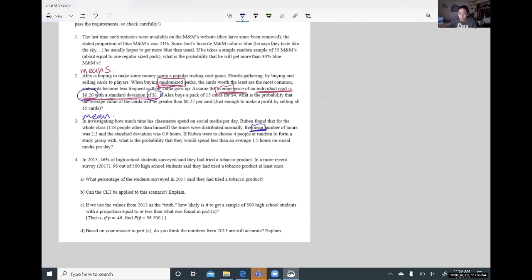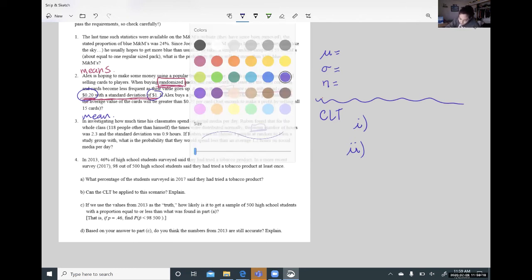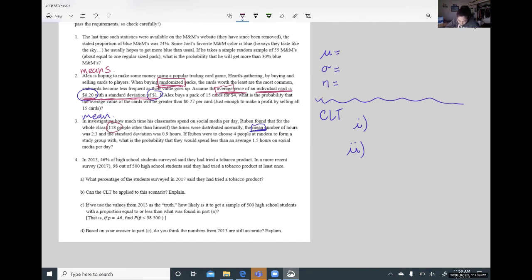So for all my mean problems, I'm going to find my mu, my population mean, my population standard deviation, and my n. And then I'm going to have my CLT requirements, number 1 and number 2. The numbers that I see are 118 people, 2.3, 0.9, 4 people, and an average of 1.5 hours. Out of those 5 numbers, I need to figure out my sample size n, my sigma, which is my standard deviation, and my mu, which is my population mean.